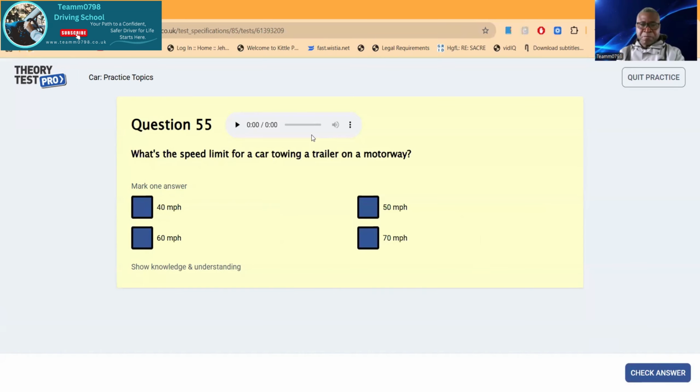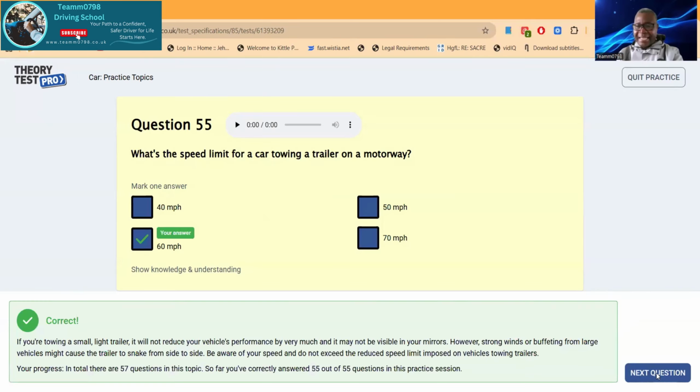Okay, what's the speed limit for a car towing a trailer on a motorway? 40 miles per hour, 50 miles per hour, 60 miles per hour, 70 miles per hour. So a car towing a trailer has got 10 miles per hour lower speed than a car that's not towing a trailer. So the speed limit is 60 on the motorway. If it's a single carriageway, then it becomes 50. But if you're not towing a trailer, it would be a 60 for a car. Okay, I hope that's self-explanatory. You can read the comment again and get clarity in your mind.